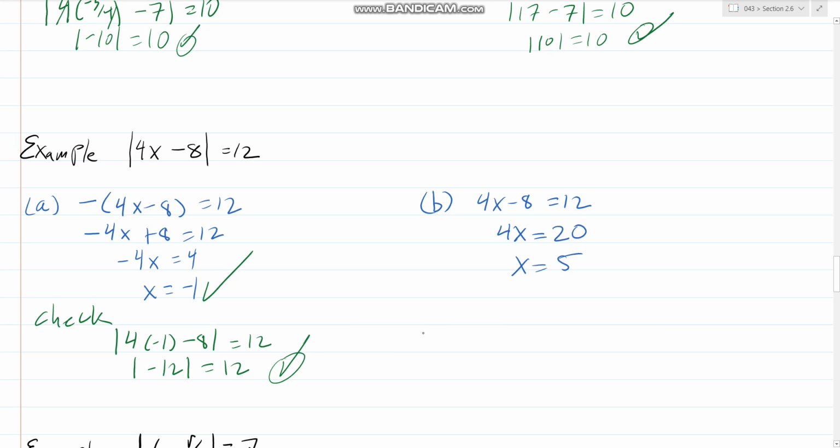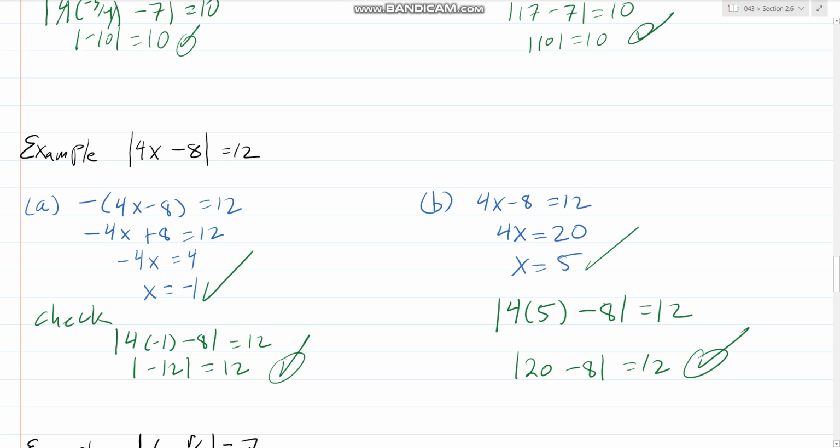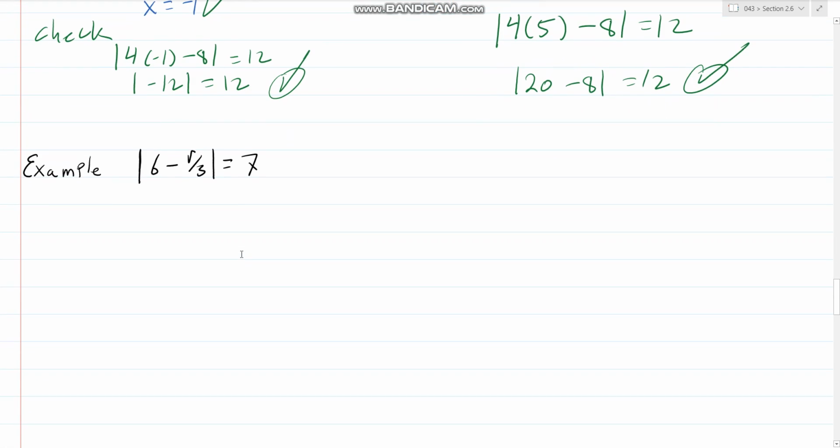So that's true, and that's checked. What about x equals 5? Well, then I have the absolute value of 4 times 5 minus 8 equals 12. And that's going to be 20 minus 8 equals 12. Yeah, it sure does. 20 minus 8 does equal 12. So 5 is also a correct answer. So both of them worked. So that was good. All right.